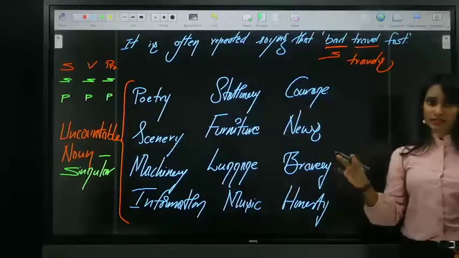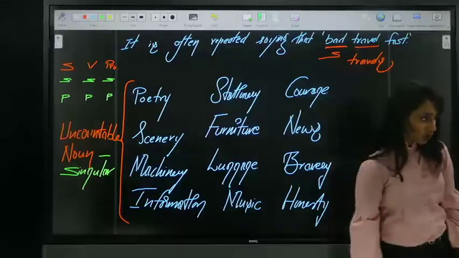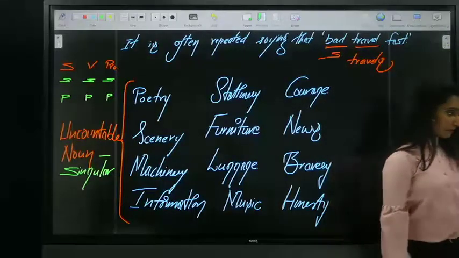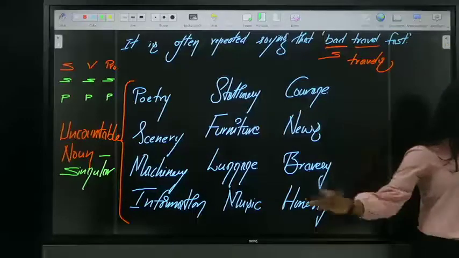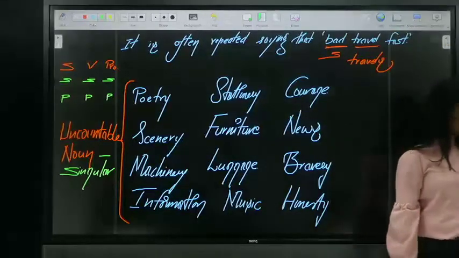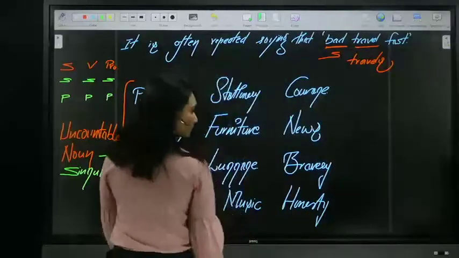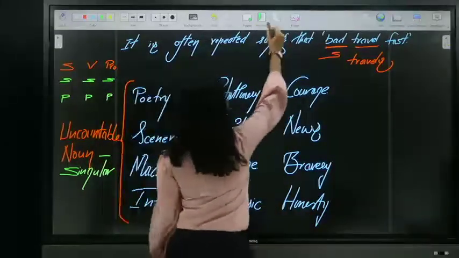I hope it is clear. If you got any doubts, please let me know. Anyone got any doubts in this concept? Now, let's move on to the next sentence.